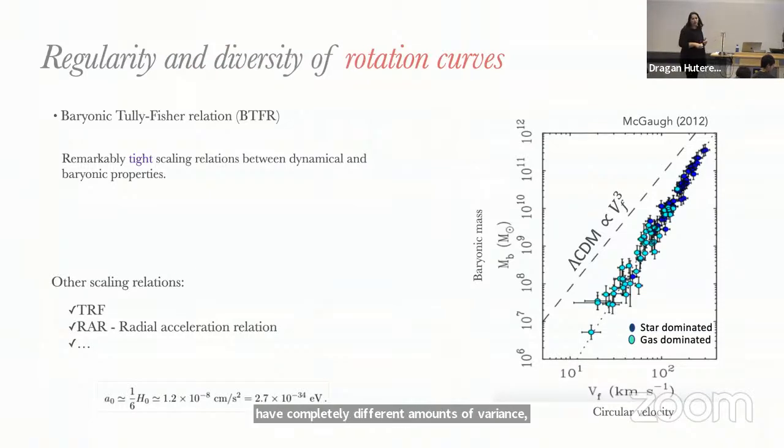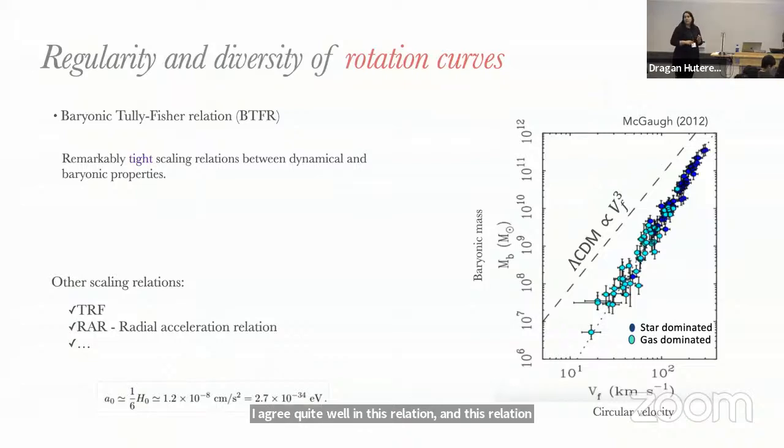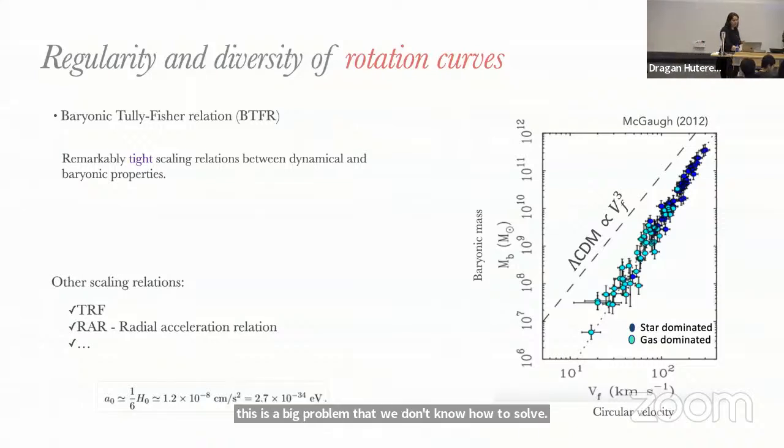You have galaxies here that almost don't have baryons. You have galaxies here that have very little dark matter. But they all agree quite well. And this spread is so tight that it's smaller than the error bars of those galaxies. Again, galaxies of all shapes and sizes in our universe, with different amounts of baryonic contents or dark matter contents, agree quite well in this relation. And this relation actually is not the relation that we would expect from lambda CDM. So this is a big problem that we don't know how to solve. We don't know the answer to it.